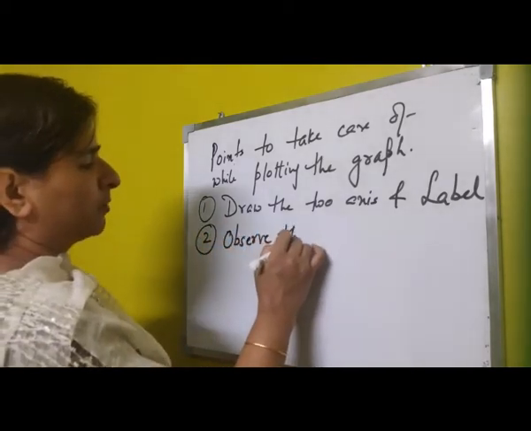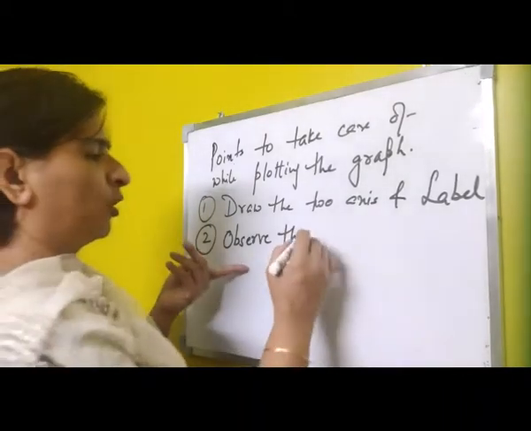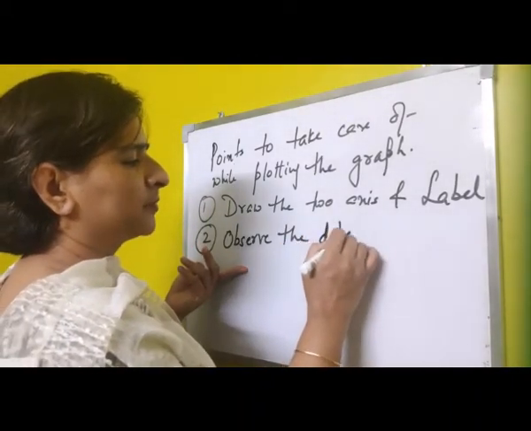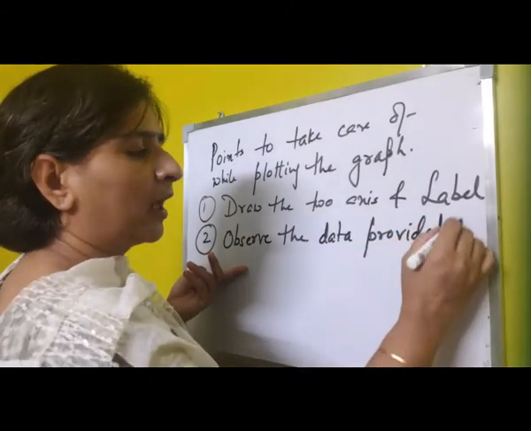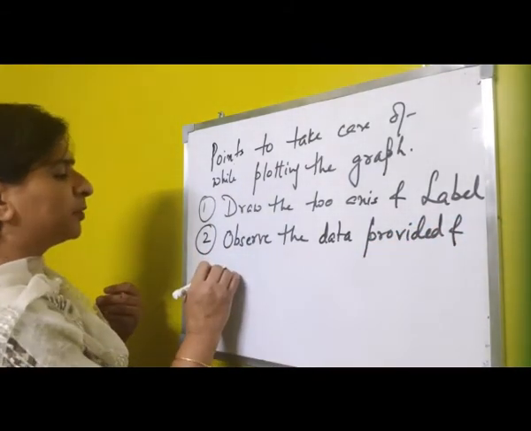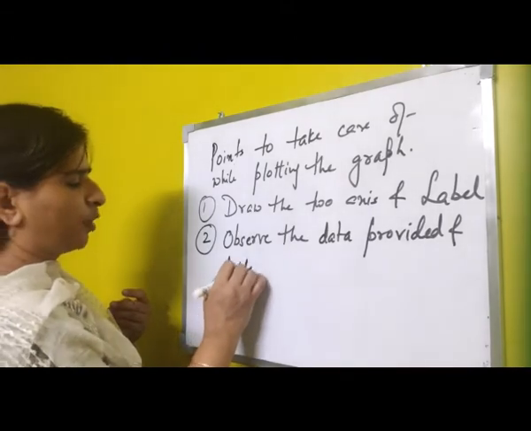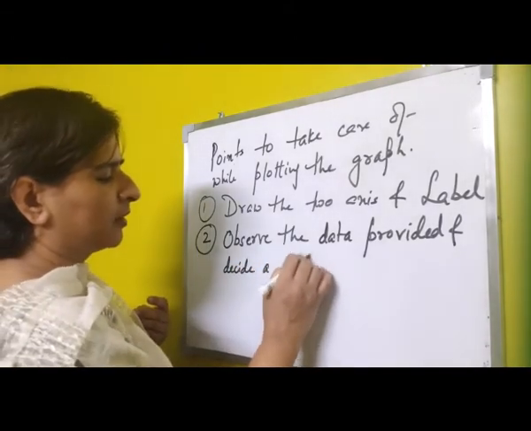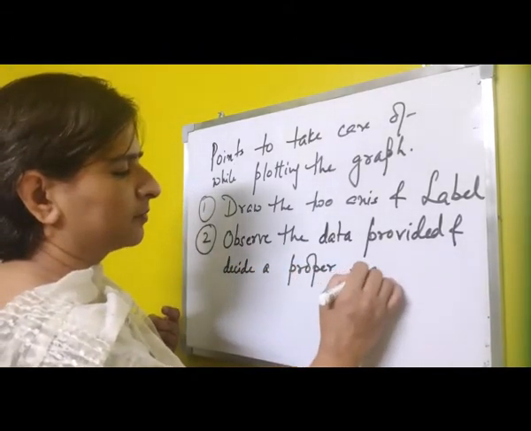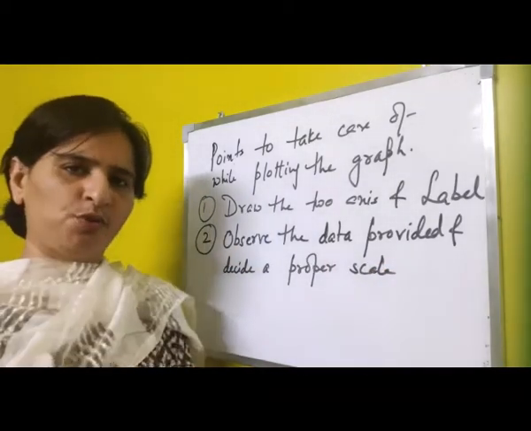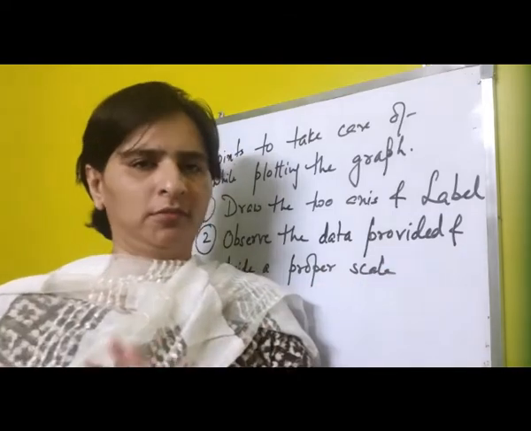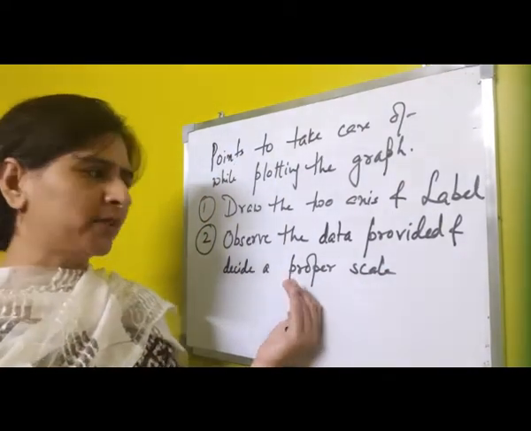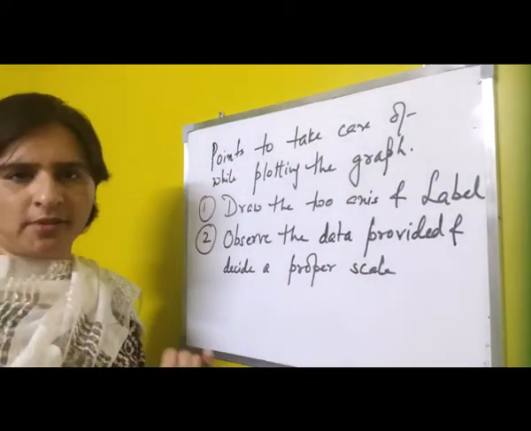Some observations, some data will be provided to you. Observe the data provided and decide a proper scale according to your data. What scale will you choose? You will be taking 2 blocks for these observations, 3 blocks, or accordingly as per the data you will decide the scale, a comfortable scale of course.